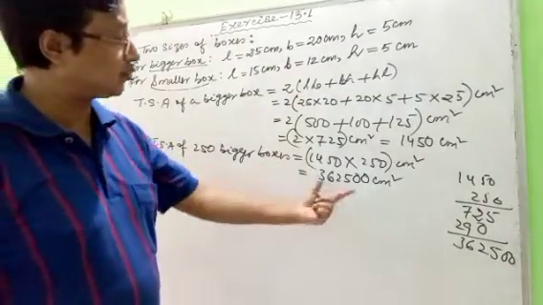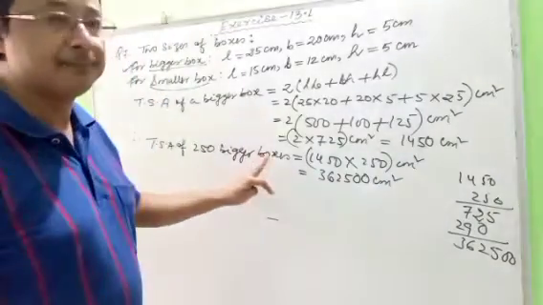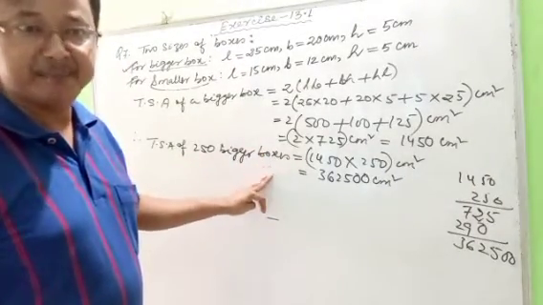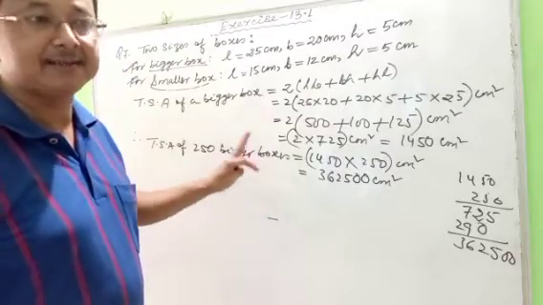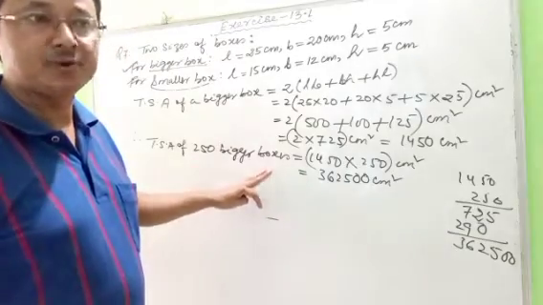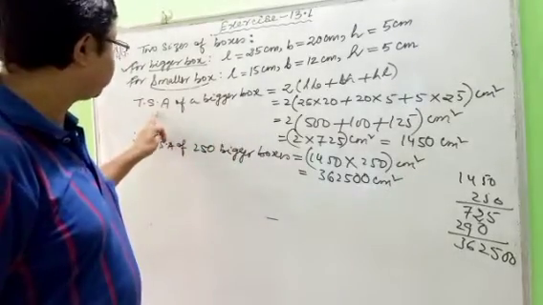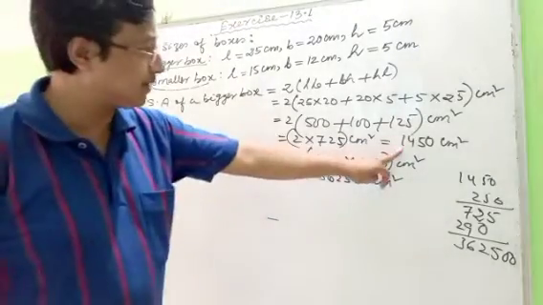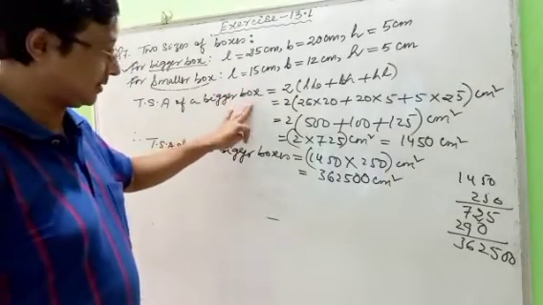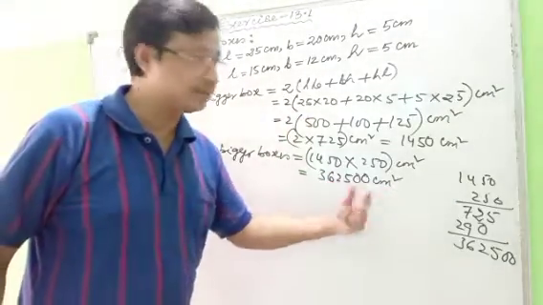So you have found the total surface area of 250 bigger boxes. This much area of cardboard will be required for 250 bigger boxes, because they are placing orders for boxes of 2 different kinds. One is the bigger one, the second one is the smaller one. For both the boxes, they have placed orders of 250 each. That is why you found the total surface area of a bigger box, and then the total surface area of the 250 bigger boxes, which is 362500 centimeter square.